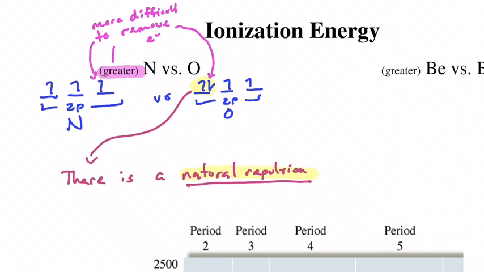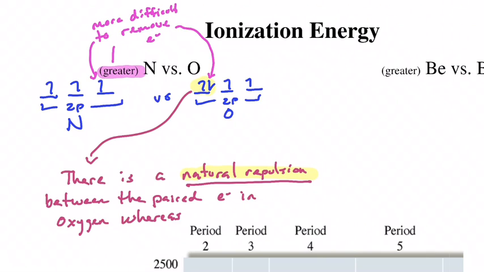Natural repulsion between the paired electrons in oxygen, whereas nitrogen has all unpaired electrons. If you just drop natural repulsion and even say something coherently without saying the word want, you're probably going to get it.